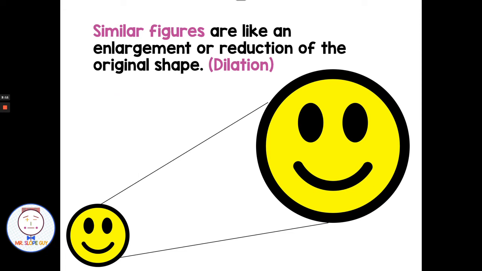So similar figures are like an enlargement or a reduction of the original shape. So we could have what's called a dilation. A dilation, we could go from small to large as an enlargement, or we can go from large to small as a reduction. Those are types of dilation, and they create similar figures.